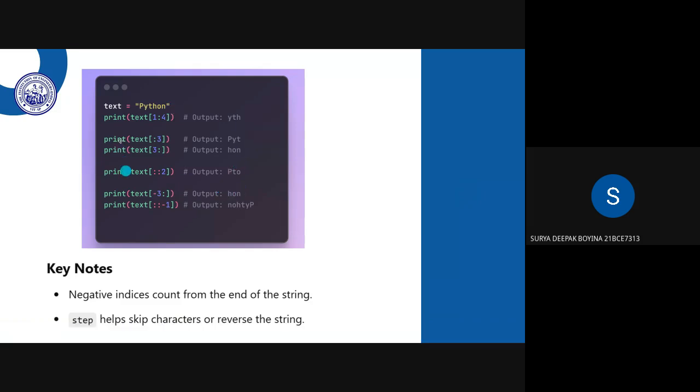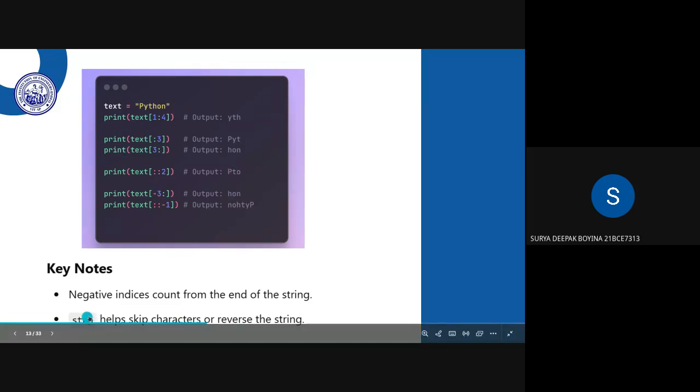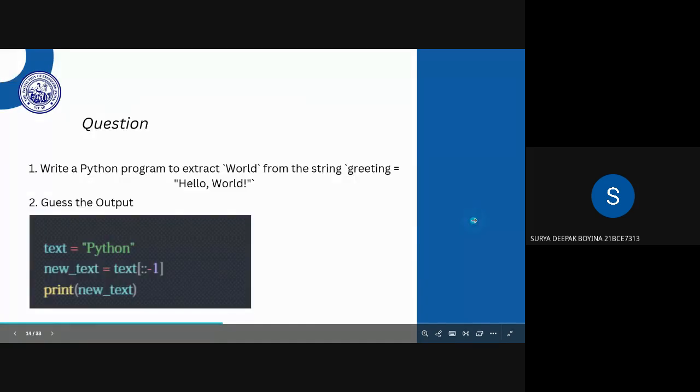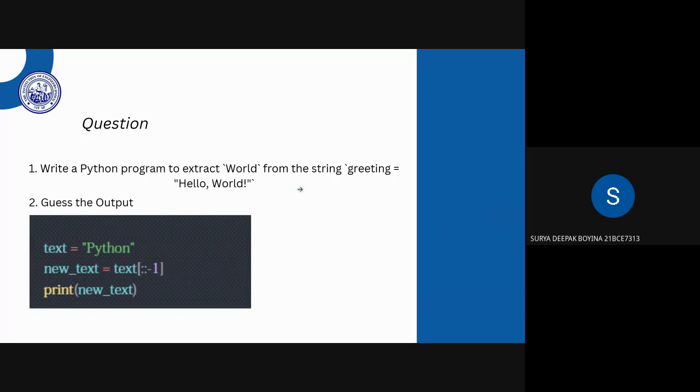These are all the examples I have shown you, and these are the key points to be noted: negative indexing counts from the end of the string, which I showed in the last example, and step, which is the skipping of characters. And again, here is a question series for you guys. I am giving you 10 seconds, or 5 seconds, for each question. Please answer them in your chat box.